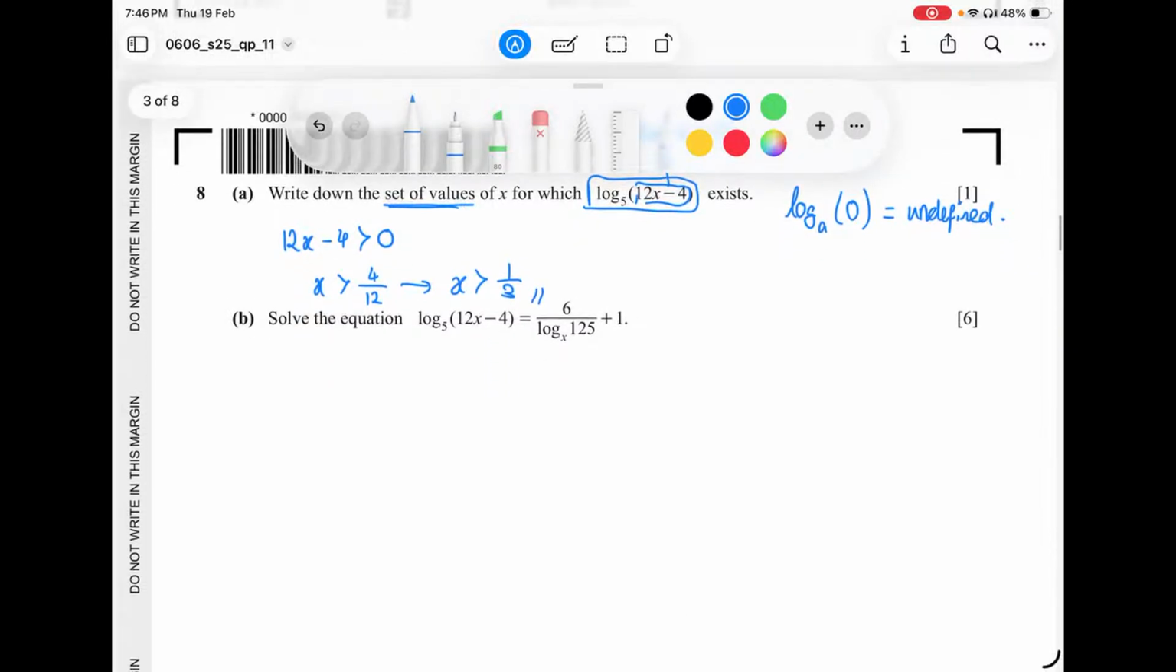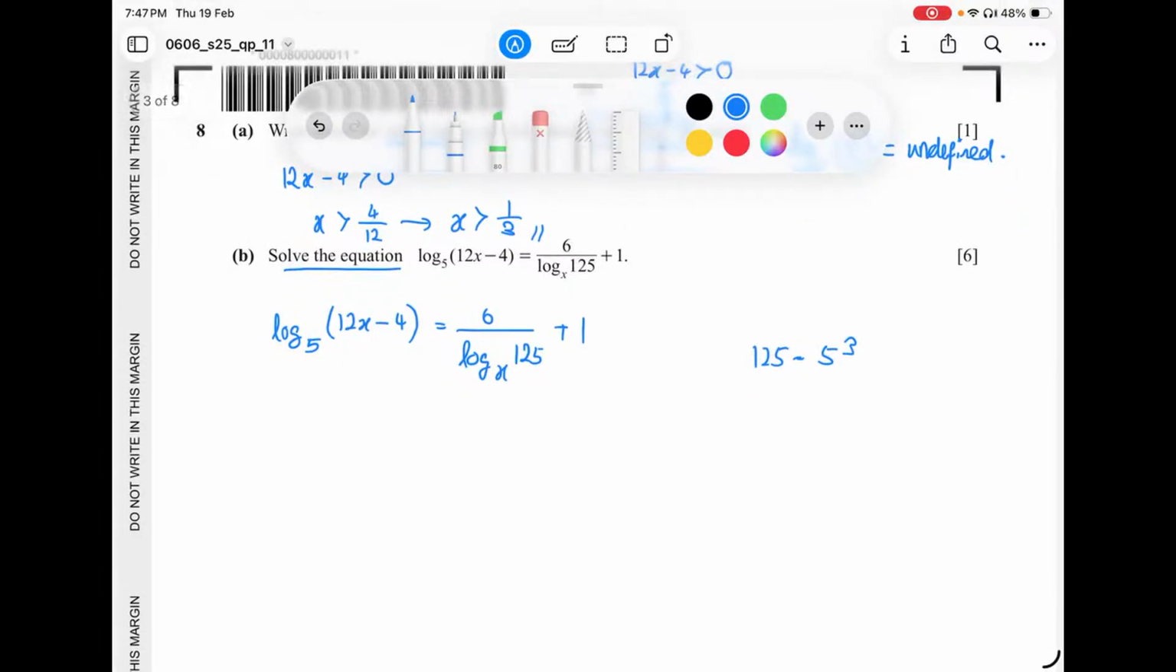So now part B says to solve the equation log base 5 of 12x minus 4 equals 6 over log base x of 125, plus 1. So let's just solve it. Log 5 of 12x minus 4 equals 6 over log x of 125 plus 1. So you know that 125 is going to be 5 cubed, right?